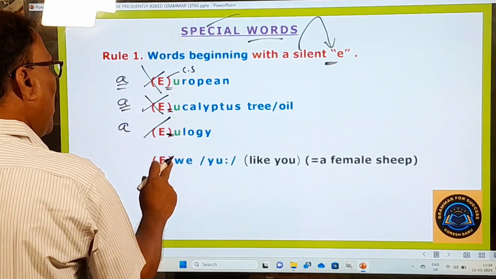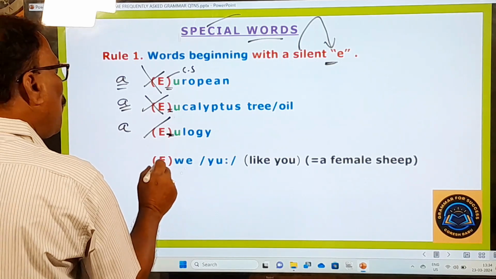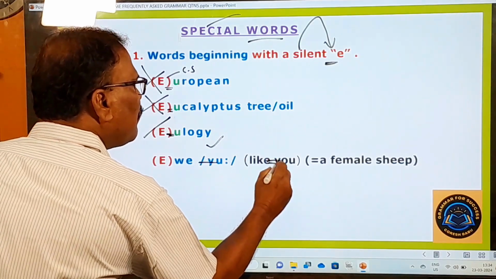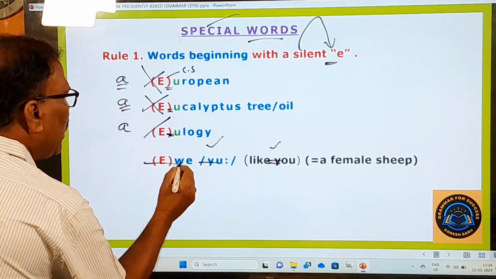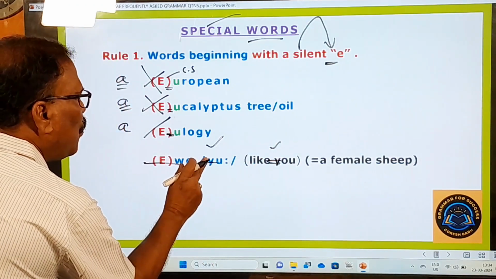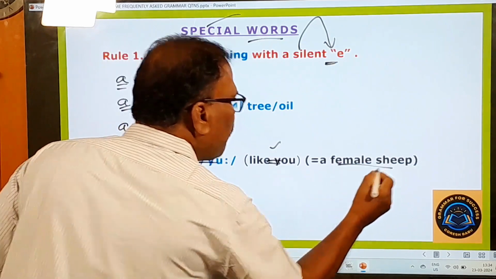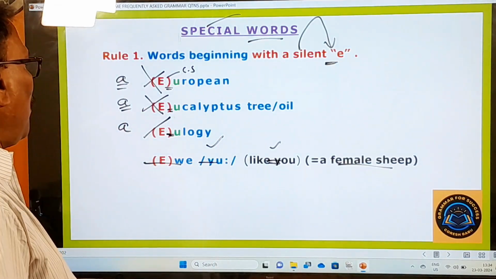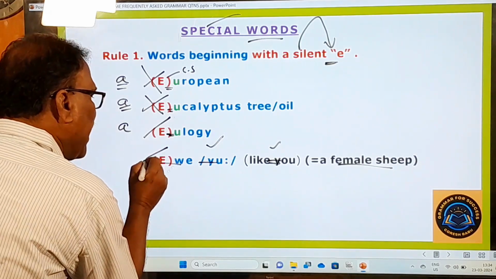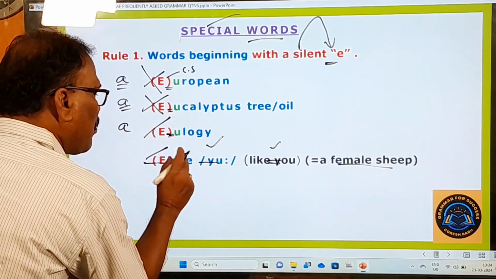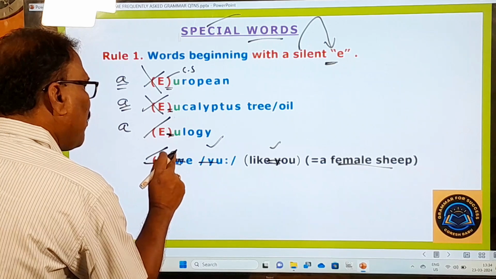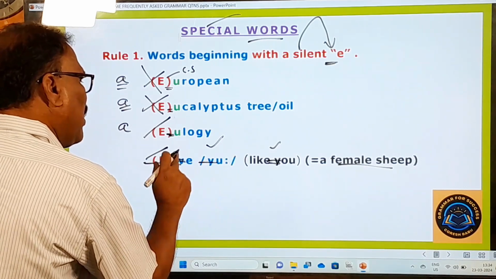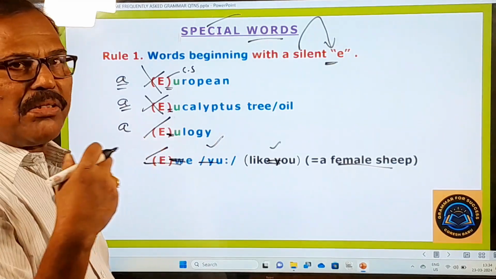And look at this word. How do you pronounce this word? You say "yoo", just like you. This is called ewe. Ewe means what? A female sheep. A female sheep is called ewe. So here E is there, but it is silent, and we are pronouncing the word from these two letters, and these two letters are giving the sound of U. And think, U is always a consonantal sound.